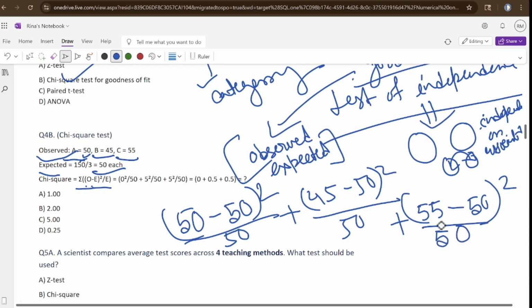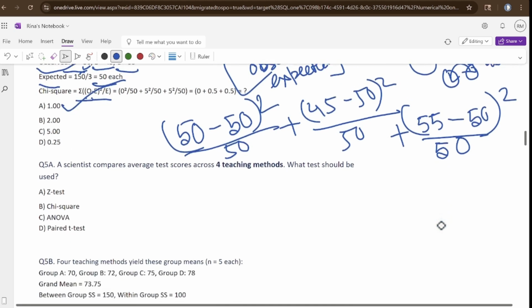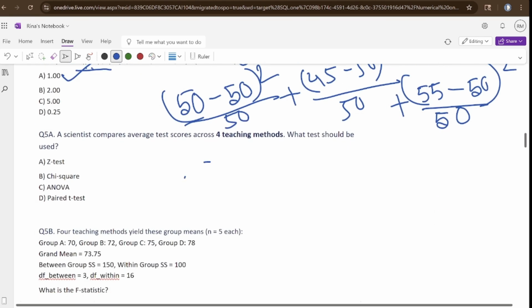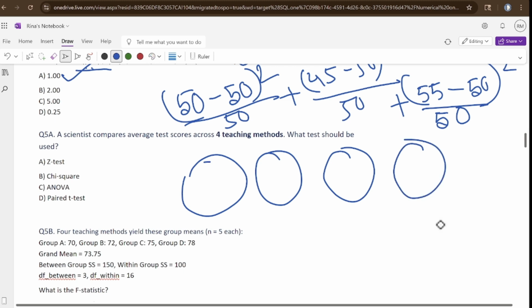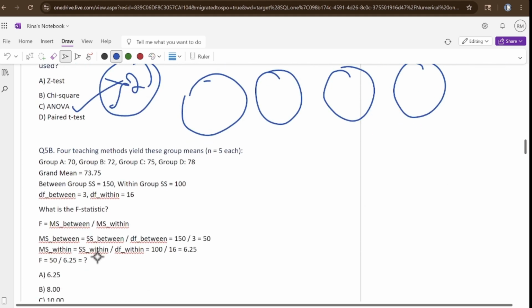So if you add them, then you will get some 0 plus 0.5, so it will get around 1. Okay. Next one. A scientist compares average test scores among 4 teaching methods. So I told you whenever it's greater than 2, you have to go for ANOVA. Okay. Now next do the numerical.